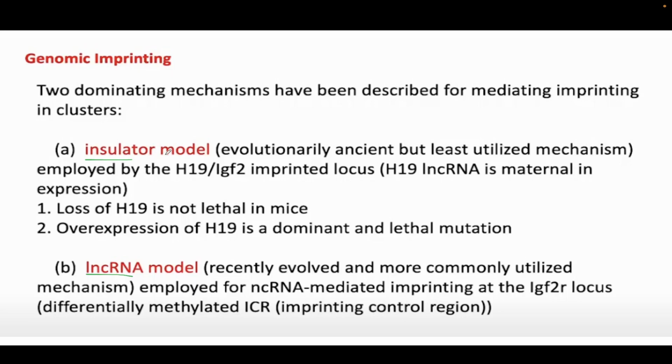So this insulator model is evolutionarily ancient but less utilized, and it is employed by the H19 IGF2 imprinted locus, that is H19 LNC RNA in maternal expression. And this LNC RNA model is recently evolved and a more commonly utilized mechanism. It is employed for non-coding RNA mediated imprinting at the IGF2R locus, that is the differentially methylated ICR. Why is this methylation important?